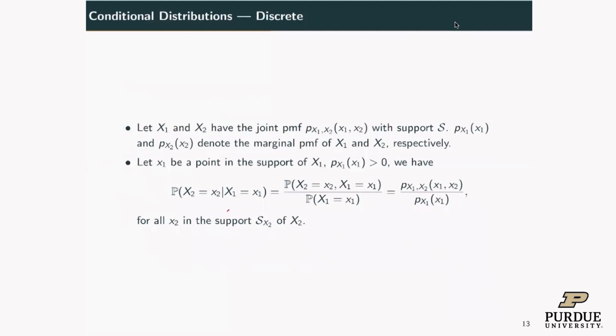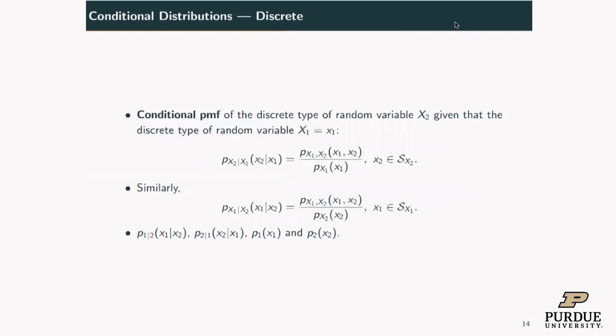So now I would like to know the conditional distribution. So I know x1 equals little x1. What is the PMF for x2? So this is a conditional PMF. By definition, the numerator is the intersection, the denominator is the marginal. So the numerator is the joint PMF for x1 and x2. The denominator is the marginal PMF for x1. So the conditional PMF of the discrete type random variable x2 given x1 is given by this formula.